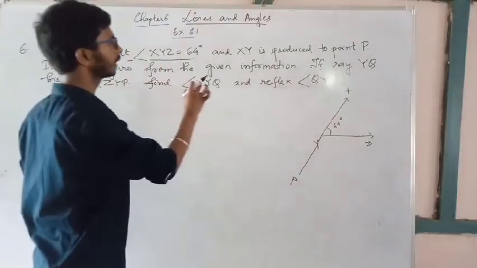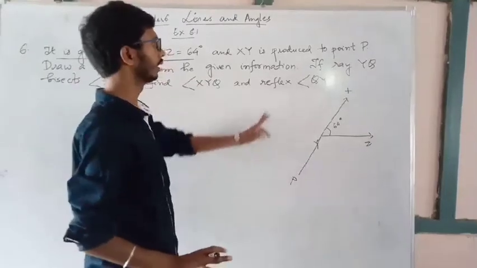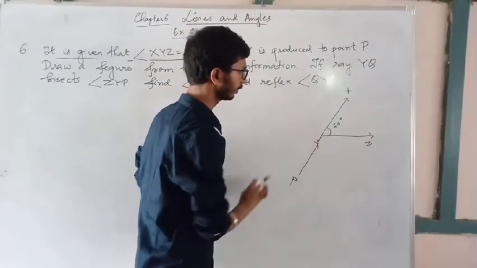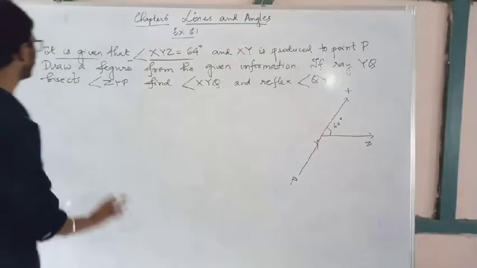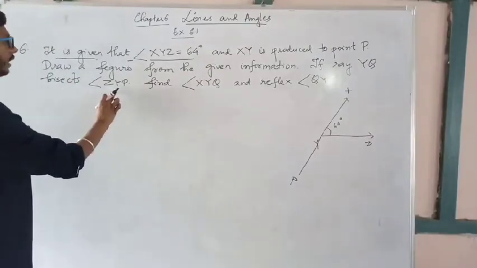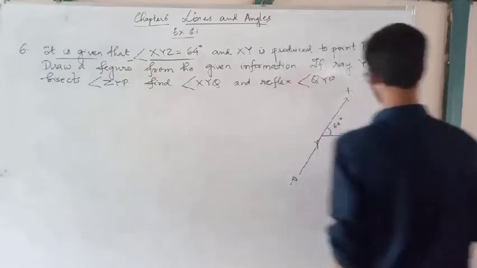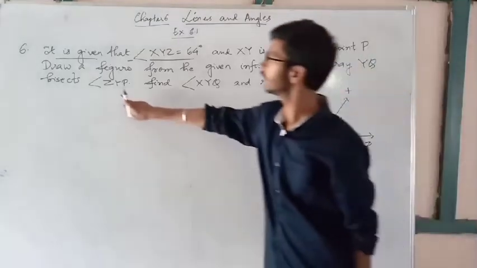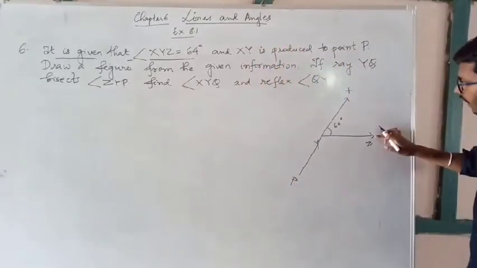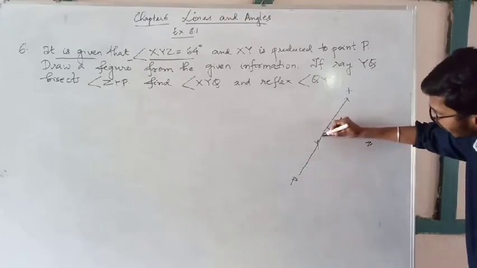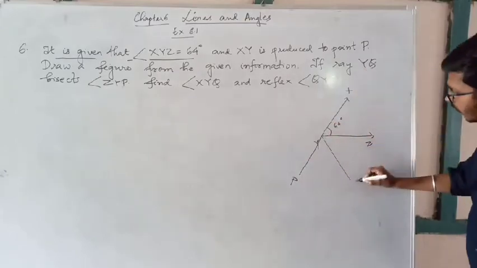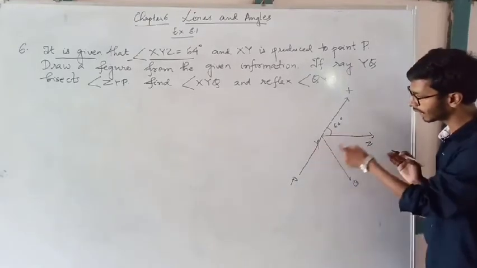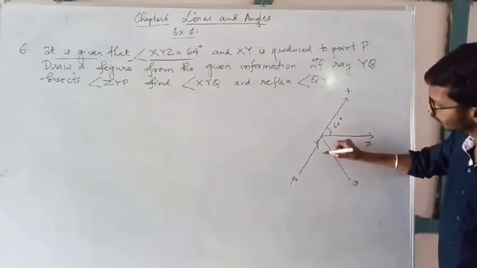Draw a figure from the given information. So this is the figure. If ray YQ, that is Y and Q, one more line is there. If ray YQ bisects angle ZYP, if I draw a ray YQ which will bisect angle ZYP, okay, which will bisect. Bisect means it will divide this complete angle into two equal angles.